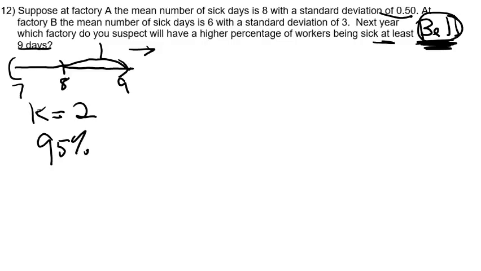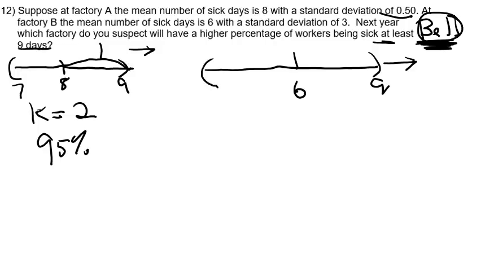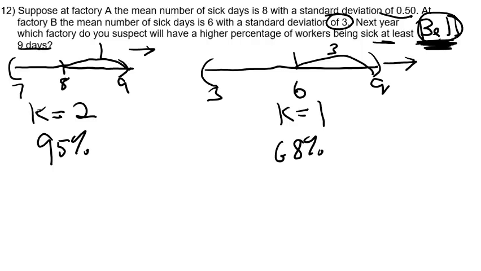Now for factory B, its mean is equal to 6. And again, we're looking at the percentage of data beyond that point. So we're looking at this interval here. Well, its standard deviation is 3. The distance is 3, so in this case, k is equal to 1. Well, again, assuming bell-shaped distribution, we have about 68% of the data that's in this interval.